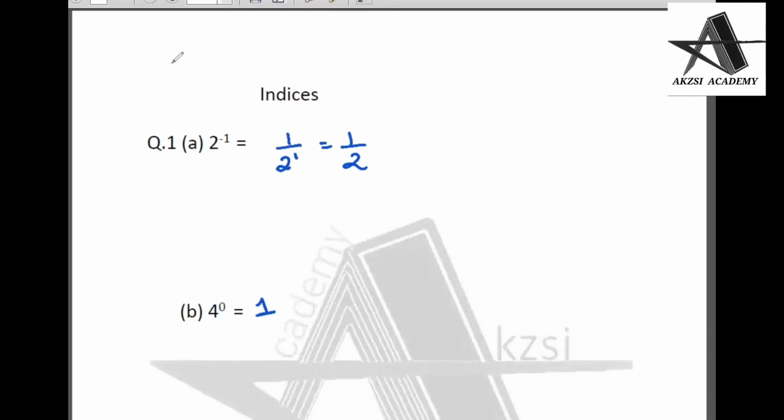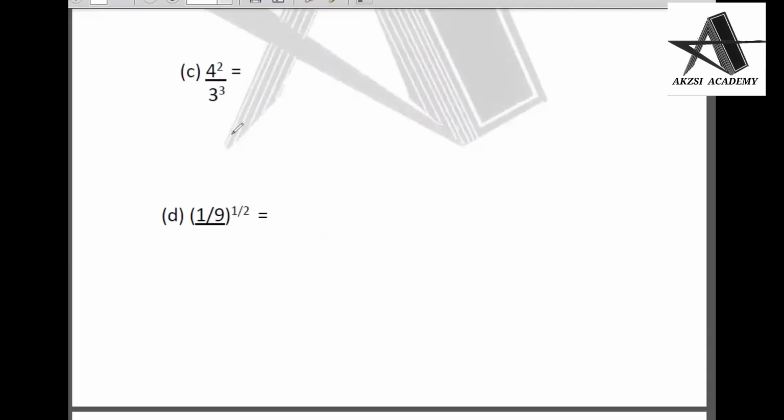Okay, let me move on to the next one. 4 squared over 3 to the power of 3. See, there is no rule dealing with different base numbers having different powers. So solve it separately. 4 to the power of 2 is 16, 4 into 4 is 16. And 3 to the power of 3 means 3 into 3 into 3, which will give you 27. So the final answer is 16 over 27.